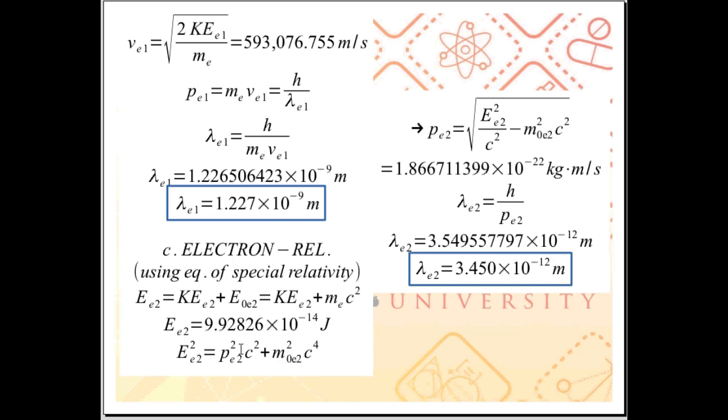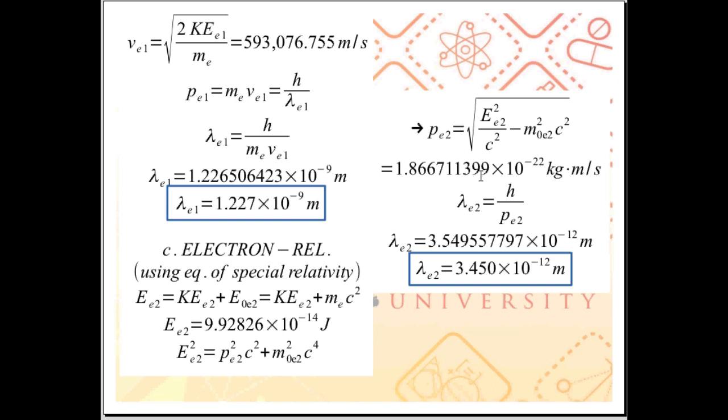Knowing that p, for a de Broglie wave, is equal to h over lambda, we need to isolate p in this equation. Once we isolate p, we already know all the values. We calculated the total energy E2. We know the mass of the electron. We know the speed of light in vacuum. We are able to calculate the momentum of the electron: 1.866711399 times 10 to the negative 22 kilogram meter per second.